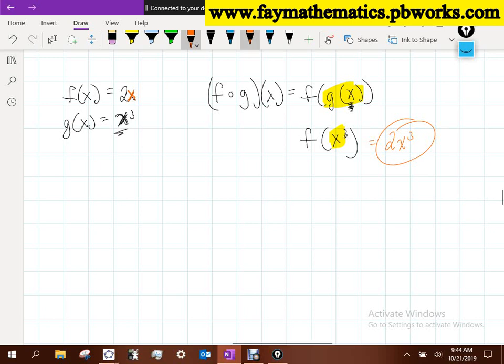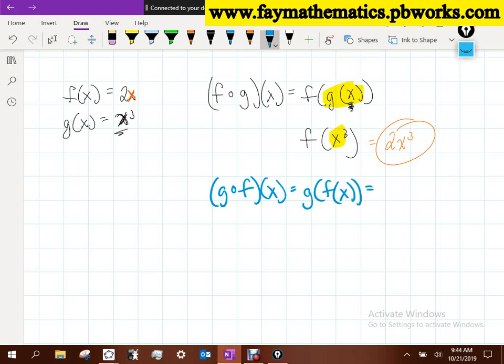Well, what if I did this? What if I go and ask the question, g composed of f of x? That would be g of f of x, right? Okay, I take x and plug it into f, and that's going to give you 2x, right? So now I'm looking at g of 2x. And now that becomes my input for g of x, right? So I'm going to replace that x right there with 2x. And what's that turn into? What's 2x cubed?